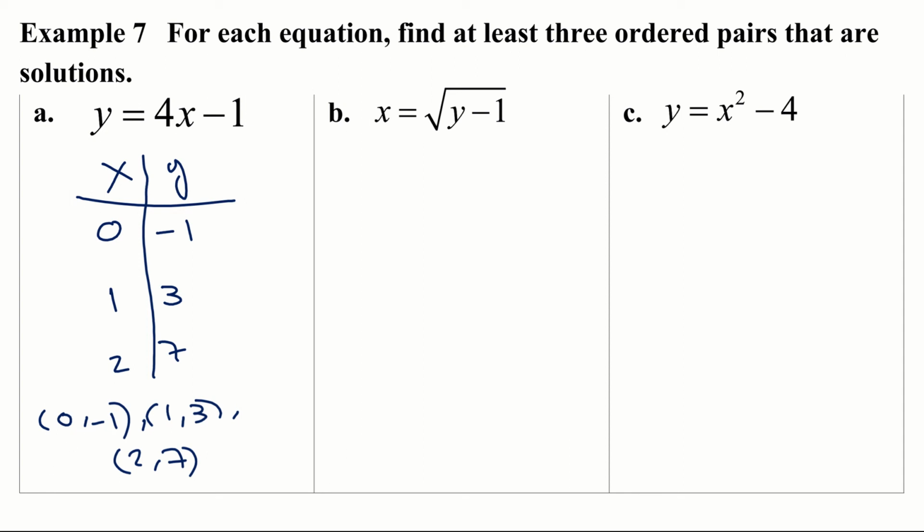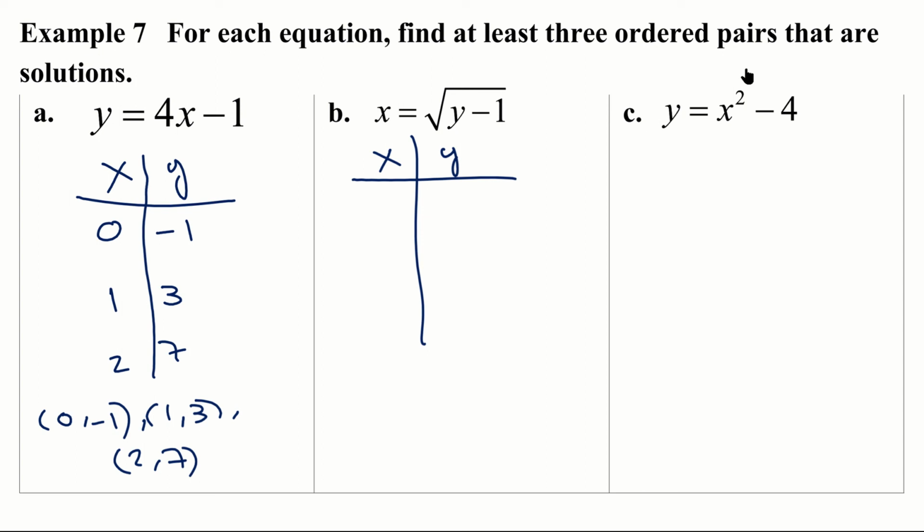So how about this next one? Which one do you think is better to plug in for first, right? In this case, x is given in terms of y, so it's easier if we give y values and then solve for x, right? Now here you've got to be careful, because you can't just plug in any number you want. 0 would not be a good choice, because 0 minus 1 is negative 1, and the square root of negative 1 is not a real number.